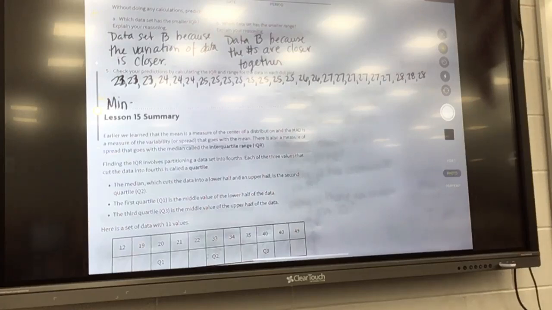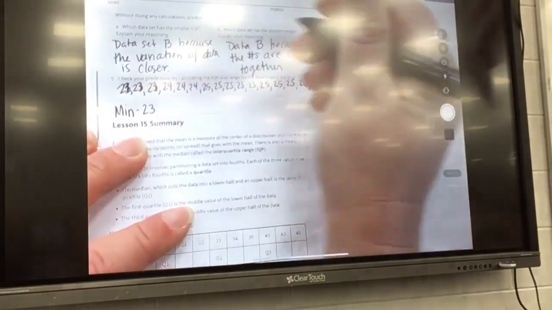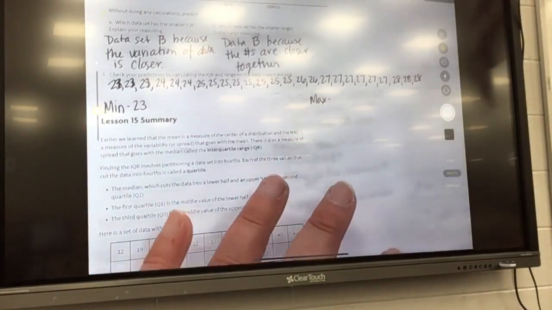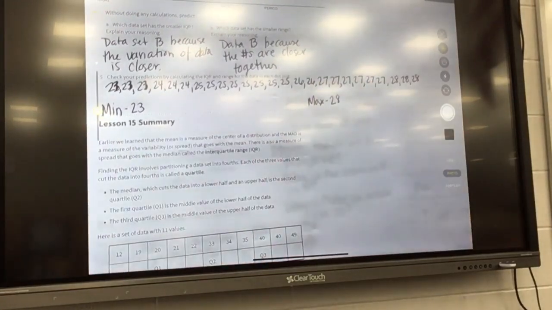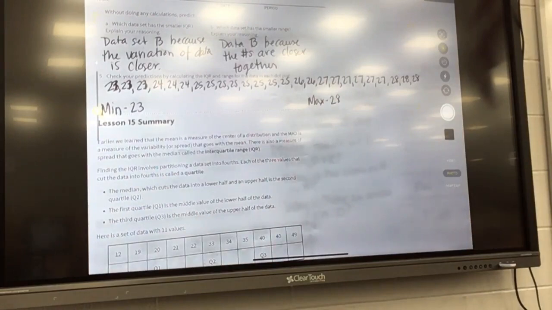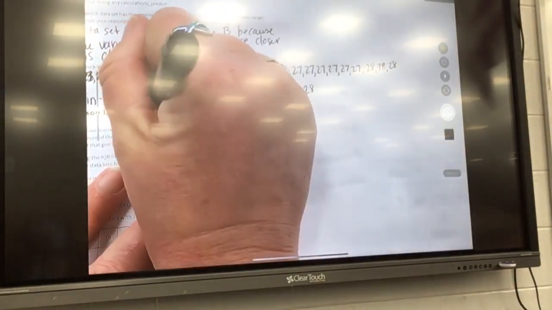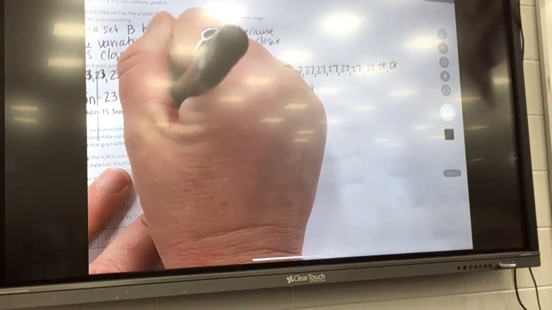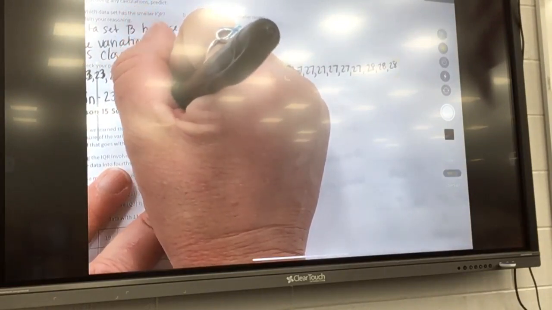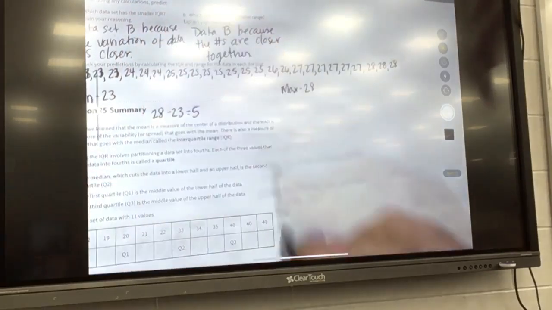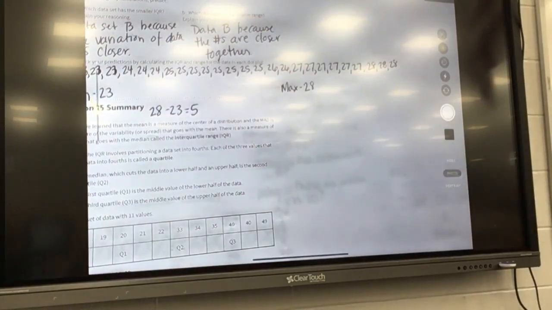Yes, ma'am, in the back. 23. What is my maximum number? Yes, sir. 28. All right. Can we find our range with 23 and 28? Yes, we can. Cristiano, what am I going to do? 28 minus 23. Yes. 5. Perfect. So our range for our entire data set is 5. Thumbs up if you got that. Hopefully we at least got that far.